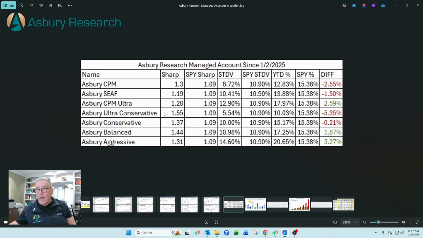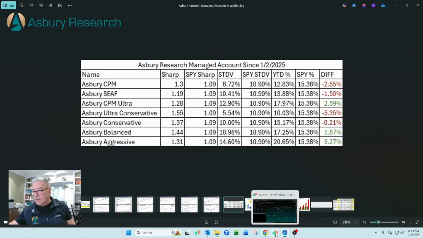Our conservative is right even with the S&P 500 over the past 13 months. Asbury Balanced, which is that 50% CEF and 50% CPM, is outperforming by about 2%. In our Asbury Aggressive model portfolio, which is the most aggressive one that we have, that drawdown, by the way, has only been about 22 or 23%, maximum drawdown since inception. That is outperforming over that 13-month period by 5.3%. So enough said there. Let's get back to looking at more charts.